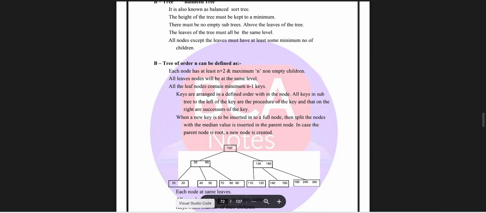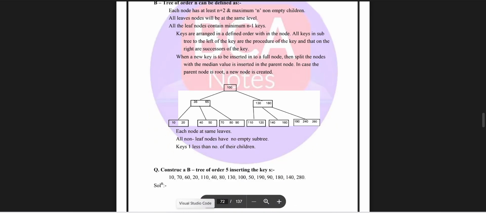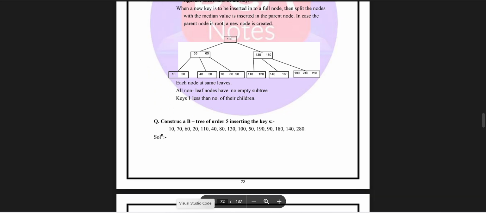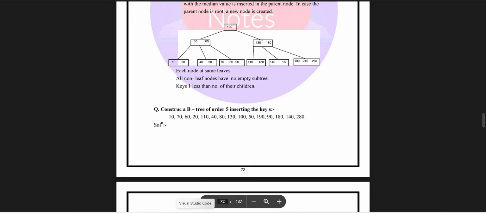Rules for the B tree: when a new key is to be inserted into a full node, split the node at the median value, then insert the median into the parent node. If the parent node is the root, a new node is created. Construct the B tree with keys 100, 30, 85, 130, 180, 10, 20, 40, 50, 51, 80, 90, 110, 120, 141, 61, 60, 190, 240.